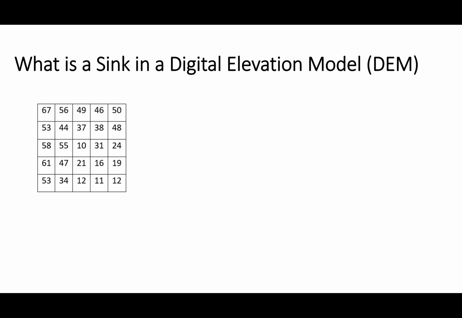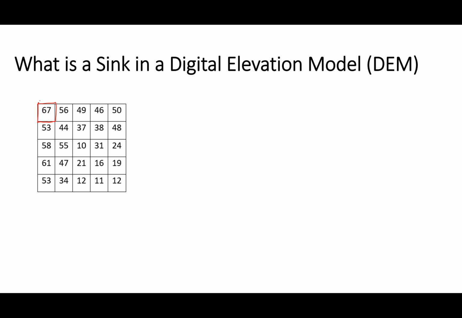So what I'm showing you here on this slide is a hypothetical DEM, and each cell in this DEM represents an elevation value. Now we use DEM in hydrology to delineate natural drainage pattern. And that delineation is based on the principle that water flows downstream from higher elevation to lower elevation under gravity. Now let's see what that means.